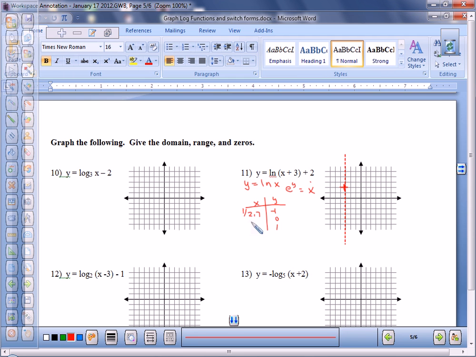What's e to the 0? 1. And what's e to the first? 2.7. Yeah, we'll approximate that. It's 2.7. So if I go over about 1/3, I go down 1. 1, 0. And if I go over 2.7, I go up 1. And there are 3 points.